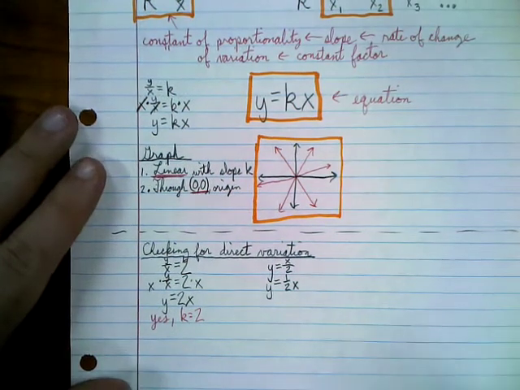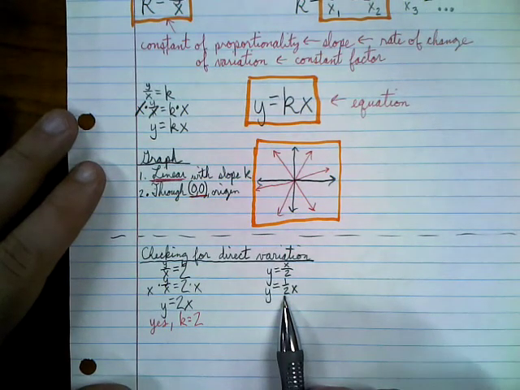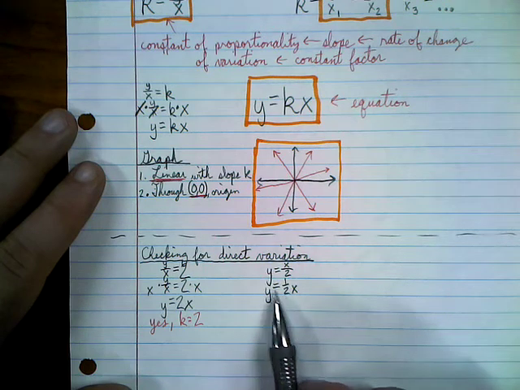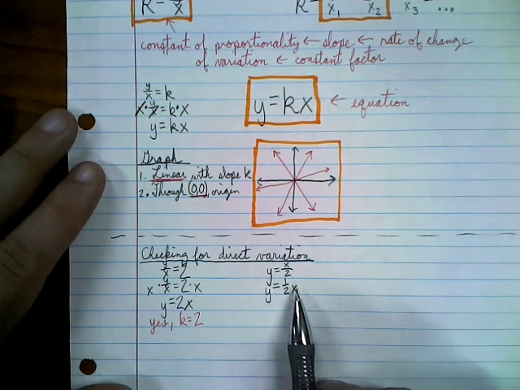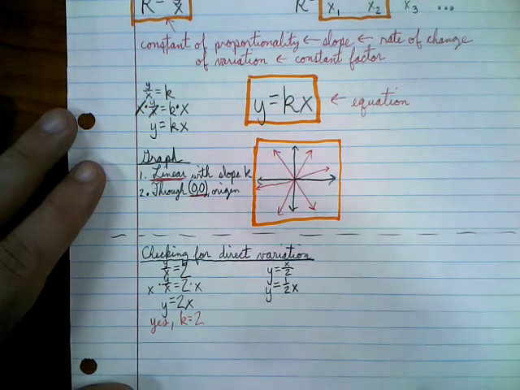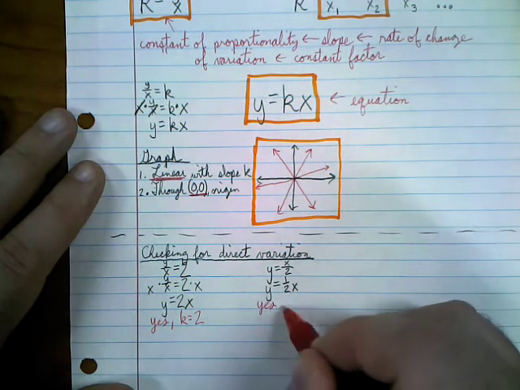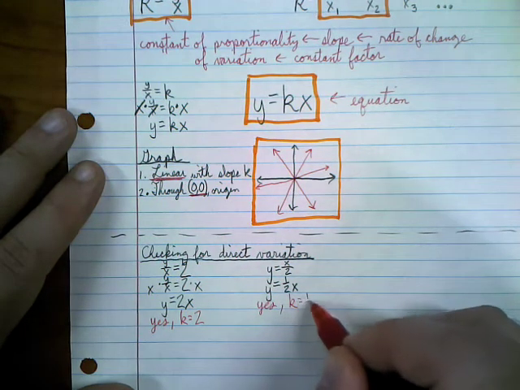So back to it. Does this fit the formula of y equals kx? Yes, it does. y equals, this is my k, x. So yes, this is a direct variation where k is 1/2.